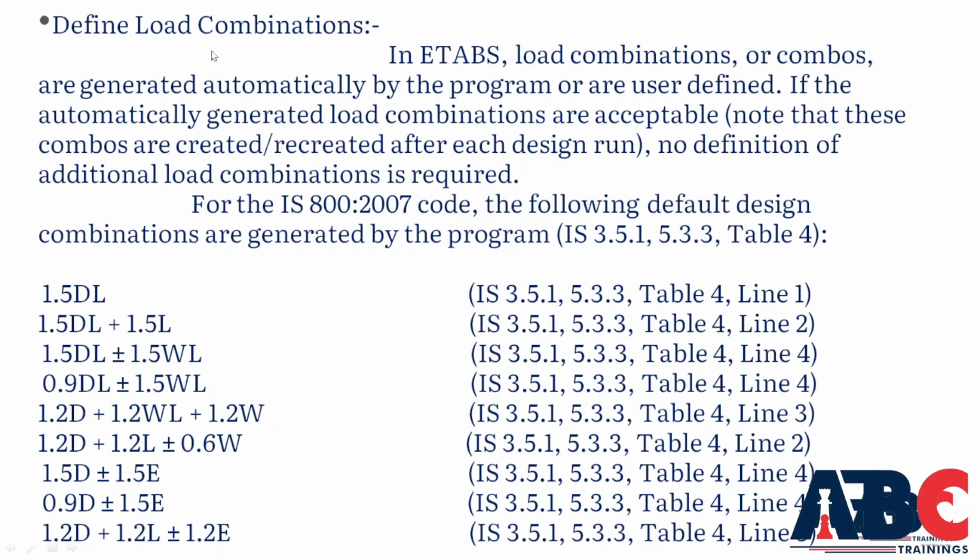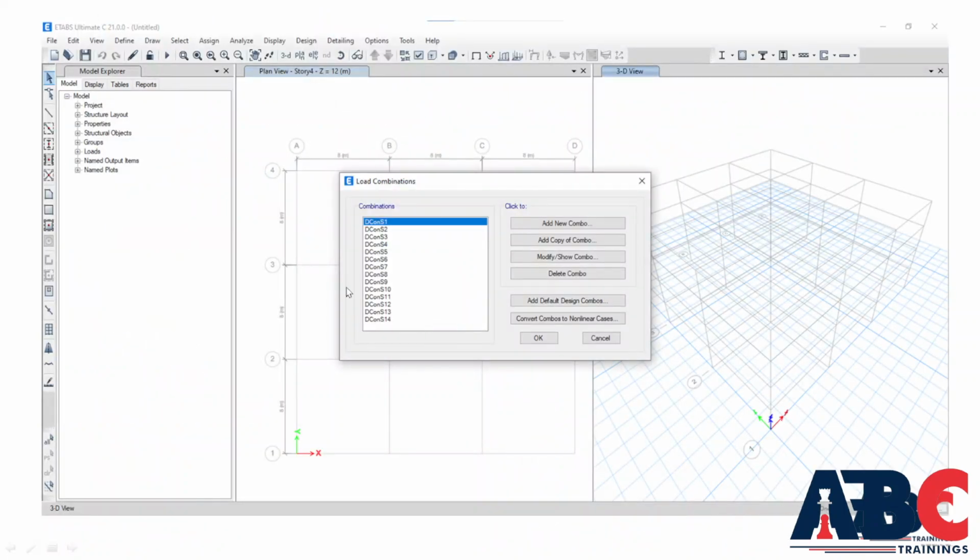These define load combinations. The load combinations are automatic or manual also. For example, you can give concrete or steel design differently for a building, that is load combination. I will tell you in the software directly. Like this you can just add a default design combination, it will give you the default combination, otherwise you can add a new one.